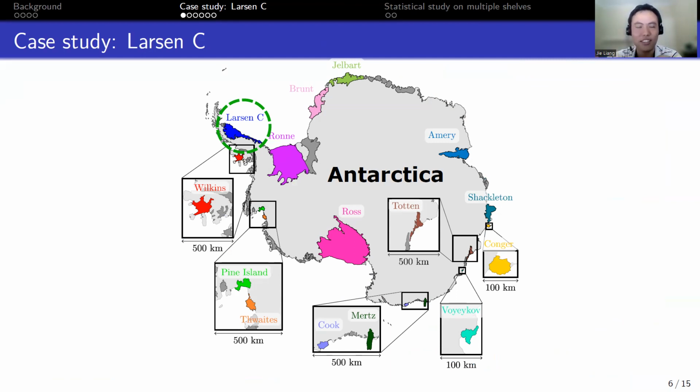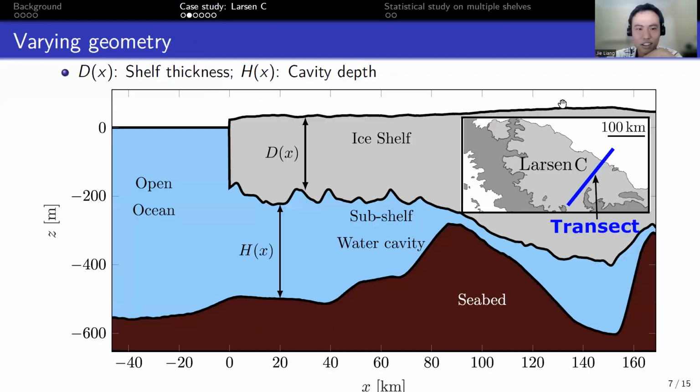So what we have done is, let's zoom into this ice shelf. On the right hand side, you can see this is Larsen C ice shelf, and we're passing through a transect. A transect is a line, and as you can see, it's the blue line here. We obtained a realistic geometry from the transect, and this is obtained from the BEDMAP2 data set.